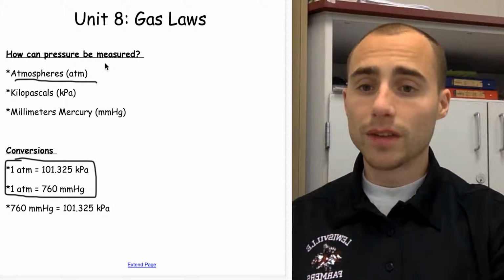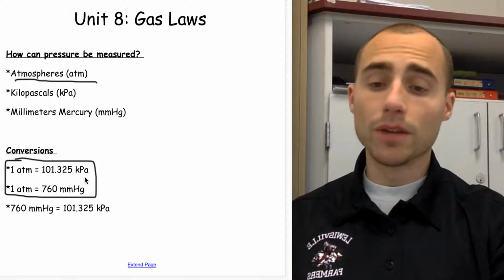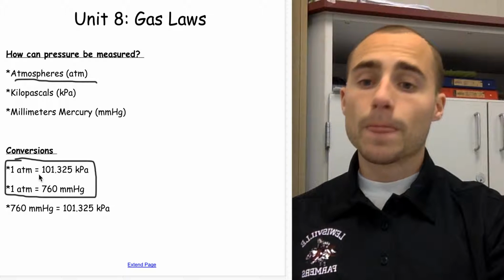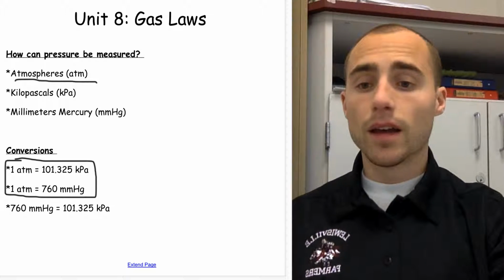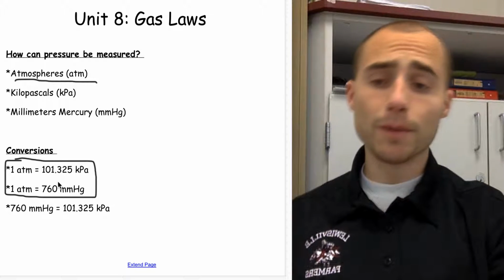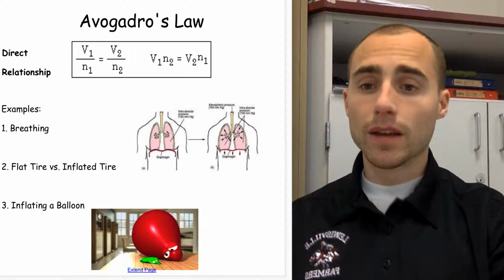Some other things. How can pressure be measured? These three different ways. To convert from millimeters of mercury into atm, you just divide by 760. There's actually not any kilopascals on the test, so you don't need to worry about that, and you don't have to do this conversion either. This is the only one you need to worry about. To get from millimeters of mercury to atmospheres, you just divide by 760.